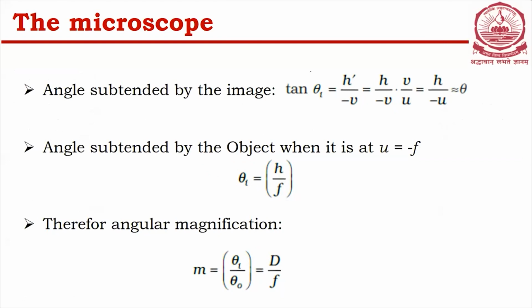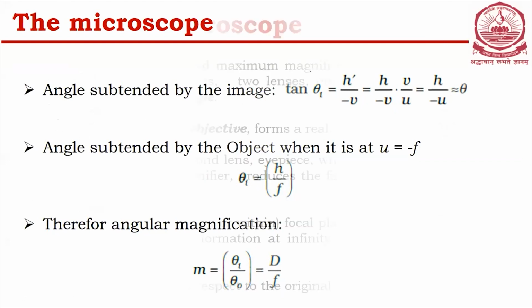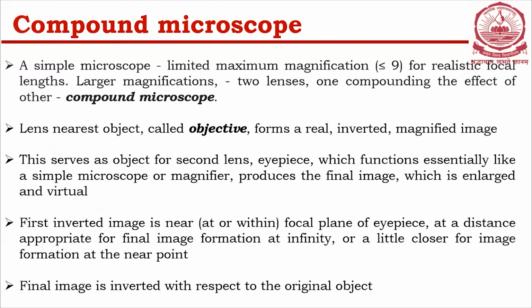Okay, so there are two magnifications. One is linear magnification, the other one is angular magnification. With this idea, we will go for the compound microscope.